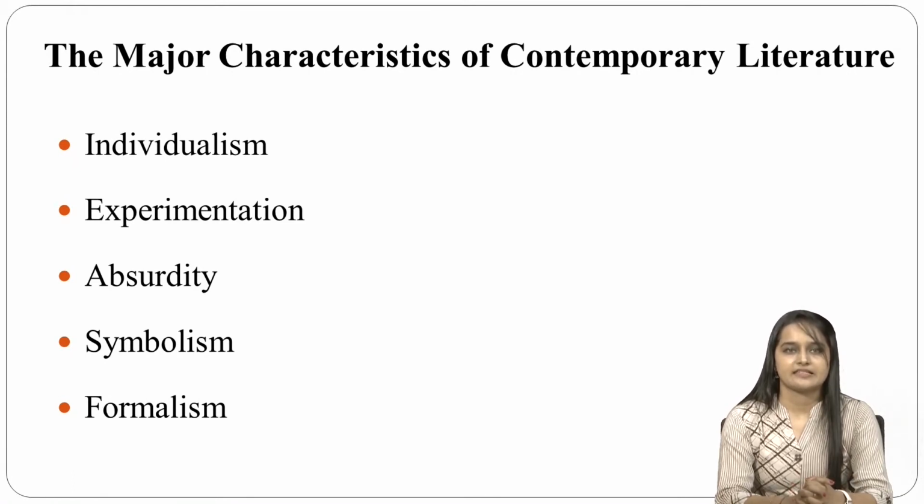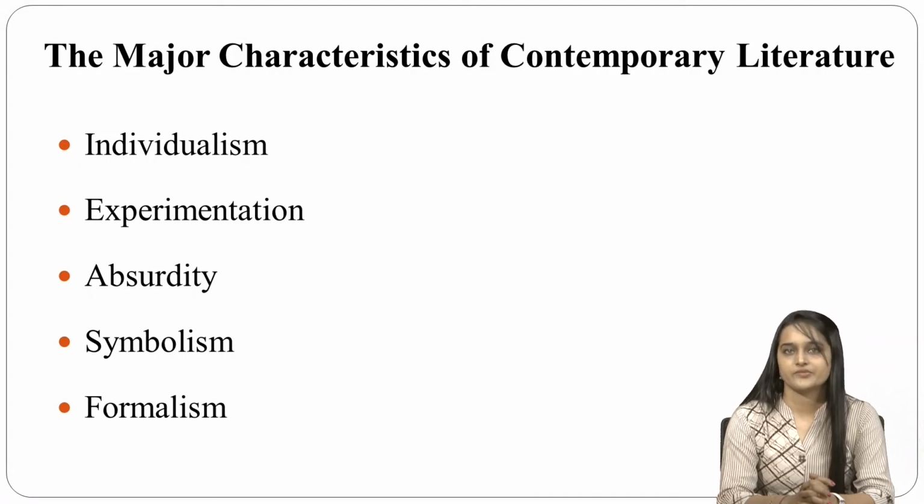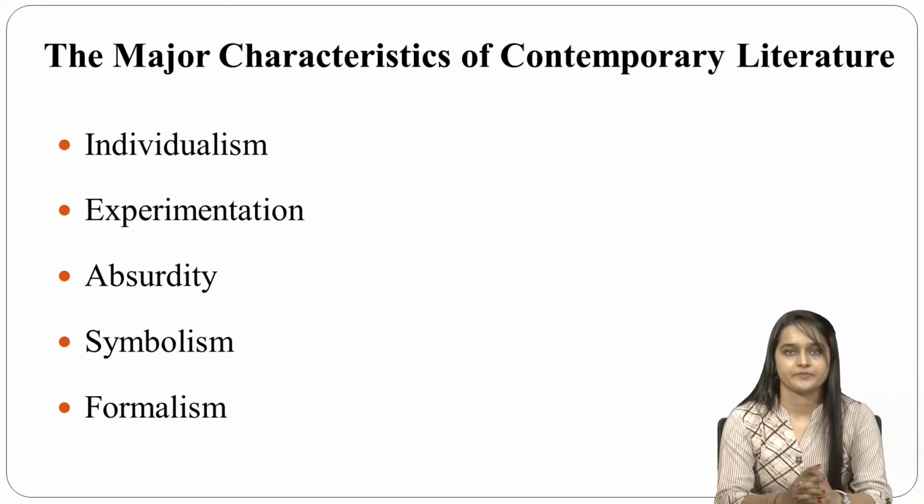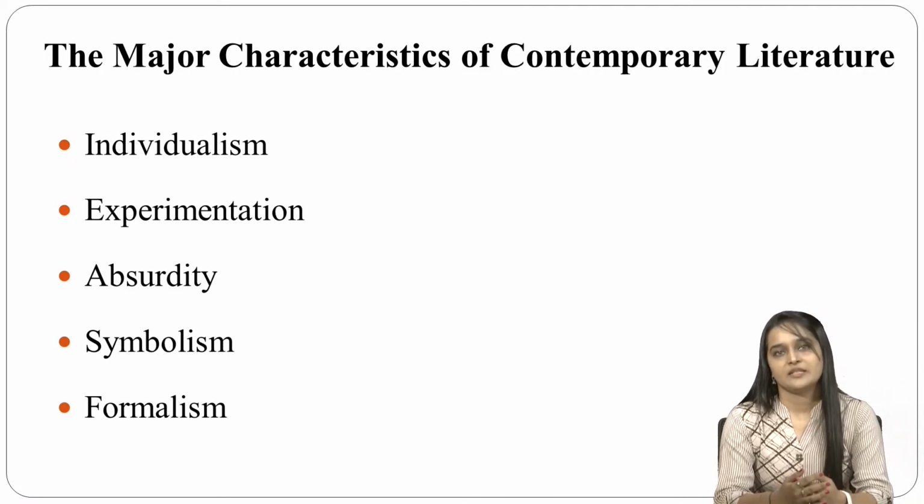Third characteristic is absurdity. So, the bloodshed and slaughter of two world wars, that is 1 and 2, profoundly affected writers of the contemporary age. Several great English poets died or were wounded in World War I. For many writers, the world was becoming a more absurd place every day. Modernist authors depicted this absurdity in their works.